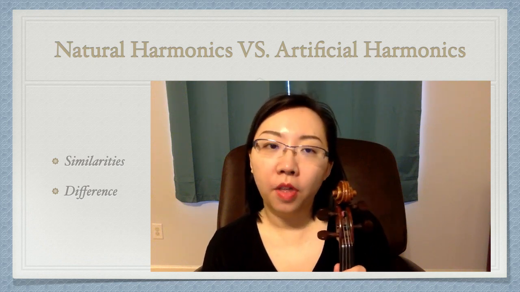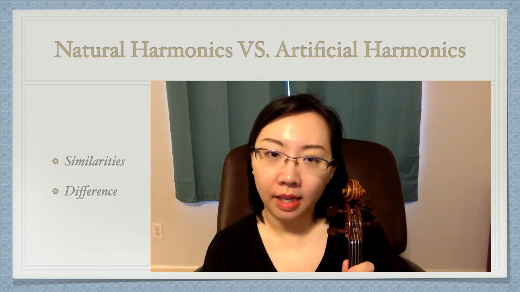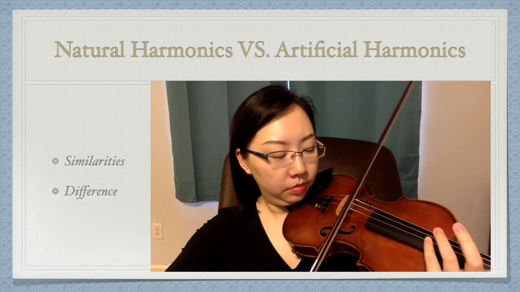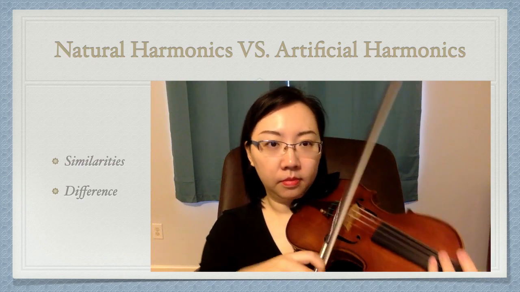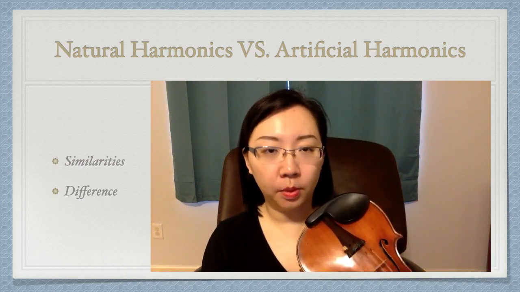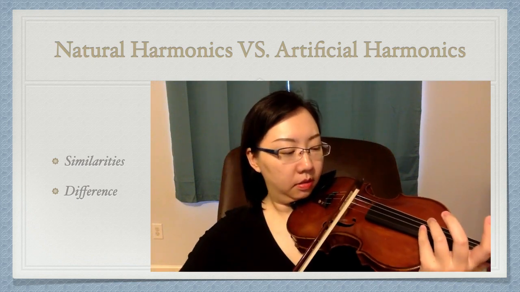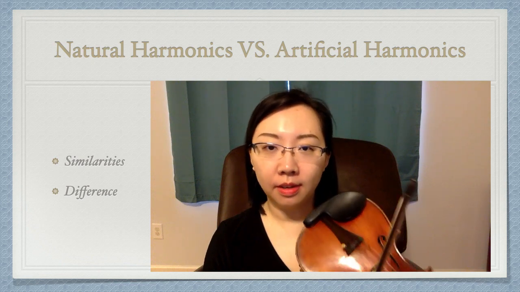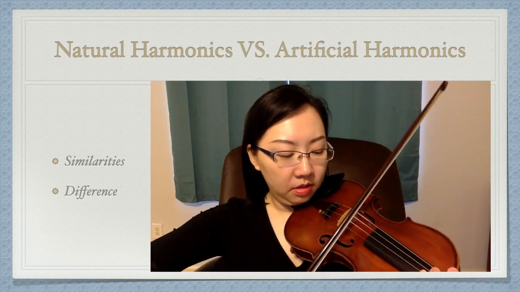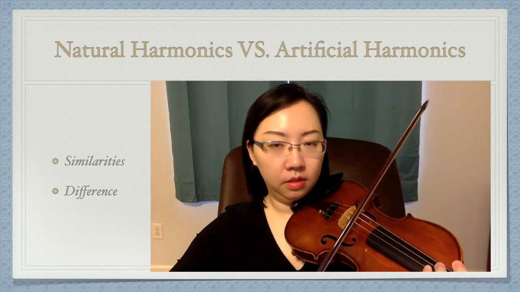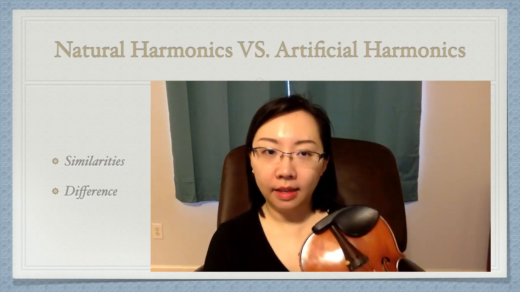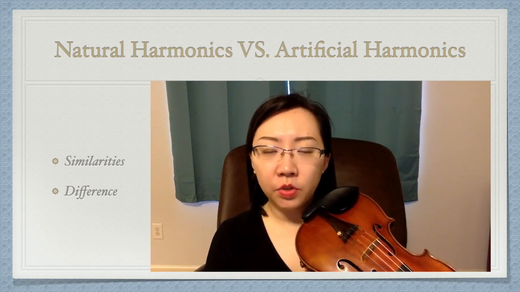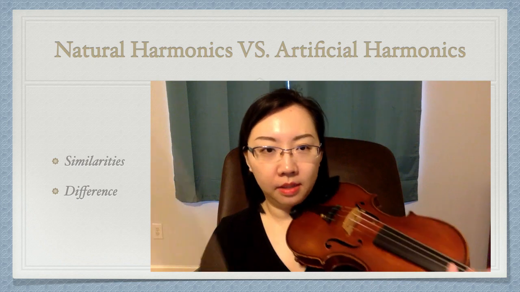Also, both harmonics require good bow contact. You should put your bow close to the bridge, and have fast bow speed, and balanced bow pressure, neither too heavy nor too light. And perfect intonation. Even if you are slightly out of tune, the harmonic will not speak.